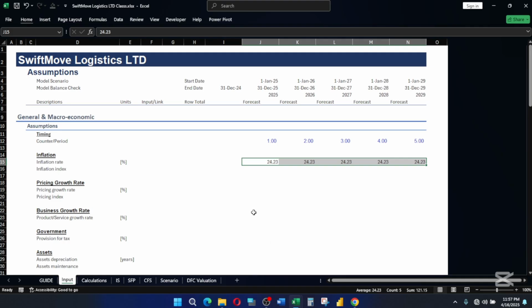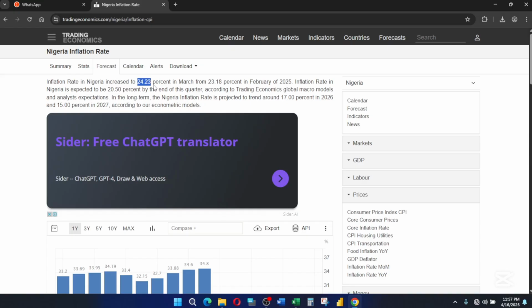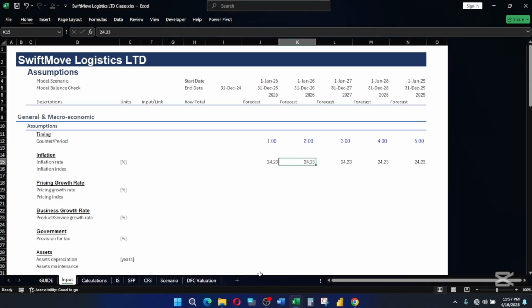So since the current inflation rate is 24.23%, we're going to say, okay, for the next period, normally inflations are projected annually. What it means is that if you look at this 23%, you will divide it by 12 to have the monthly inflation rate. But because we are just building a model, we can just go ahead and use this percentage. It's not a problem, it's a model, right? It's also going to help us.